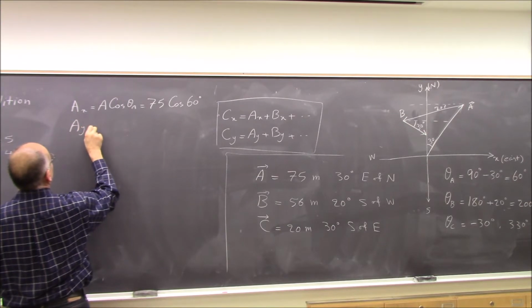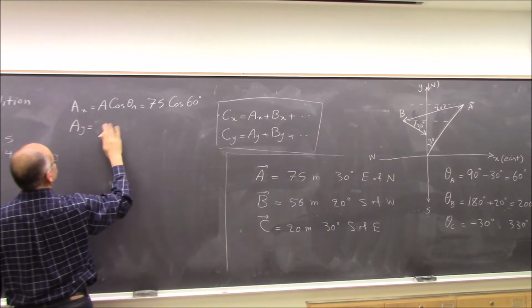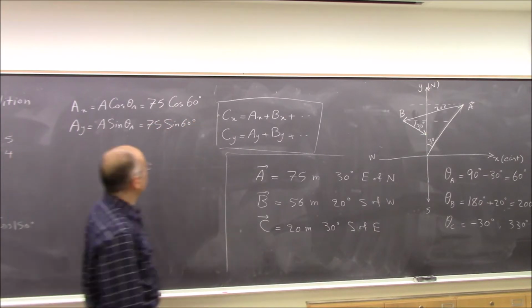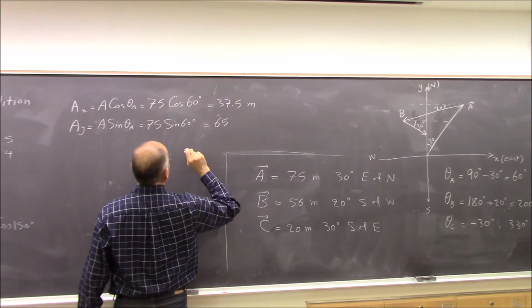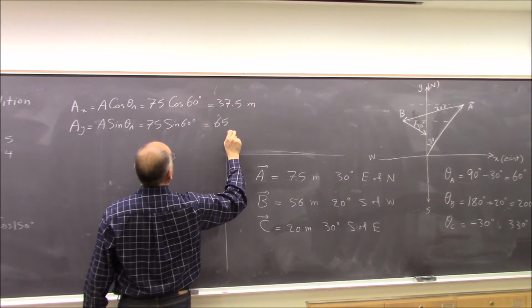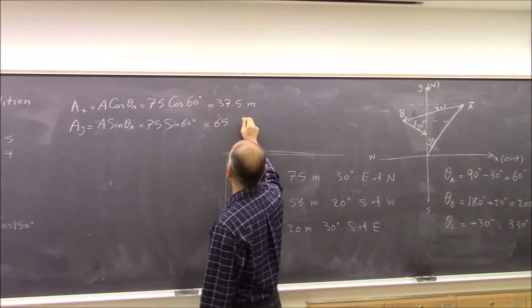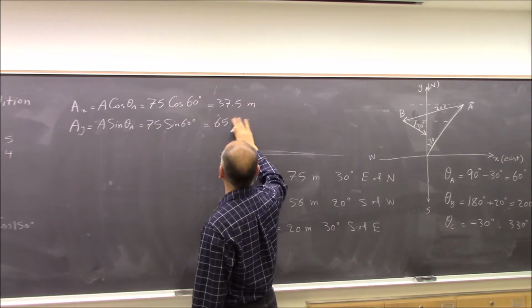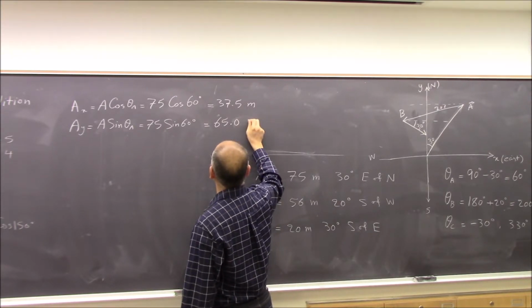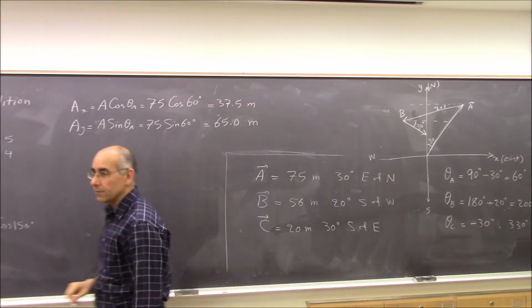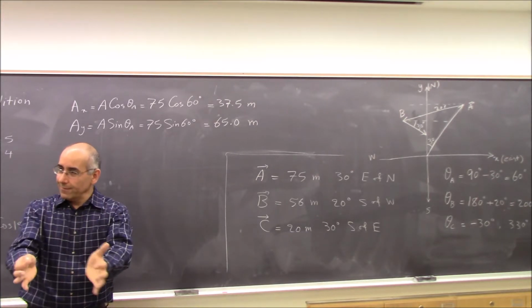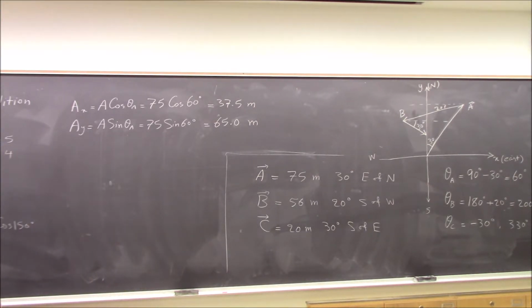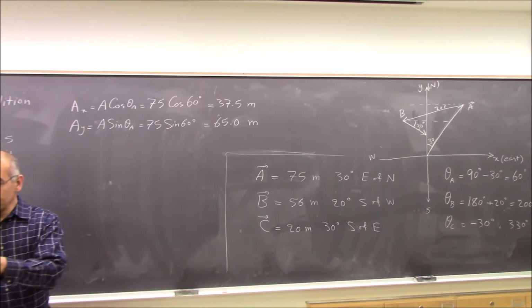Ay is 75 sine theta A. 37.5, right? Give me 3 sig figs. Okay, 65.0. Because these are meters, we are interested in at least 10 centimeters, right? If you want to dig a hole, it's 10 centimeters higher or lower, it doesn't matter. Your hole will be 20 centimeters away.